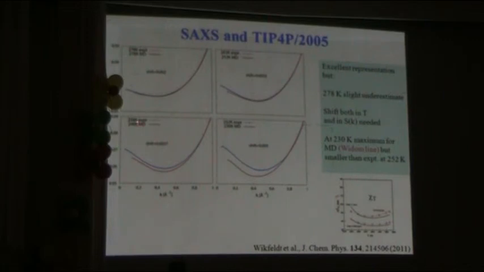Going even further down to 258 Kelvin, we have to go down almost 20 degrees more to have the same type of fluctuations. And when we are at 252 Kelvin experimentally, we have to go down to 230 Kelvin, and we still underestimate the fluctuations in real water. And here at 230 Kelvin, this is the maximum in this model. We are at the Widom line of the model.